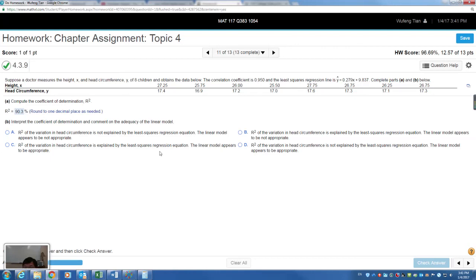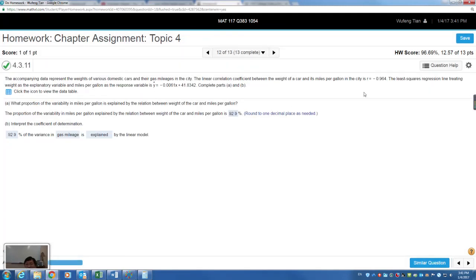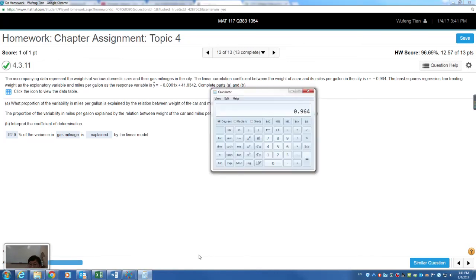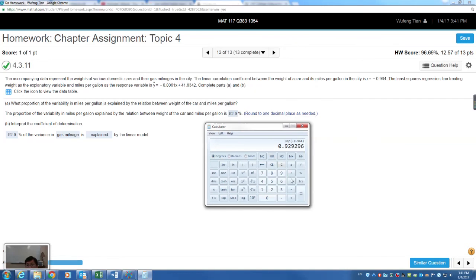So yes, it is appropriate. Okay, the R squared is the percent of the variation explained by the least squares line. Next question. This one gives you R as this number, -0.964. If you have a negative, you square this, it's positive. So 0.929 is going to be your R squared. Multiply by 100 to give you a percentage. So this is gas mileage, which is the Y value, explained by the linear model. Okay.